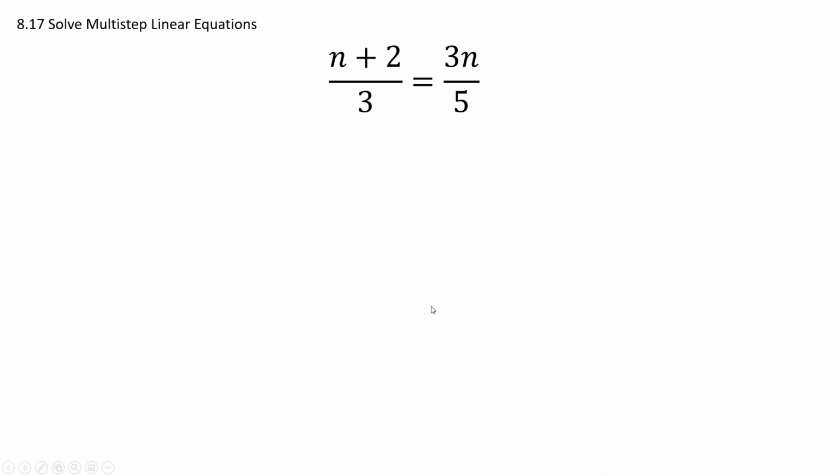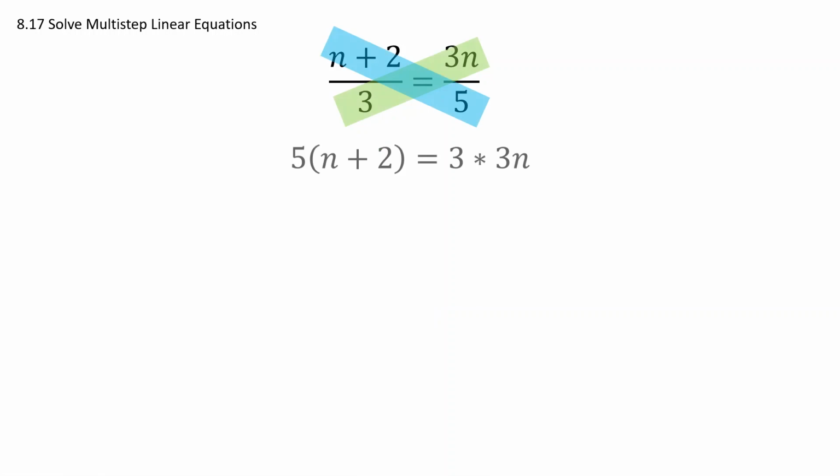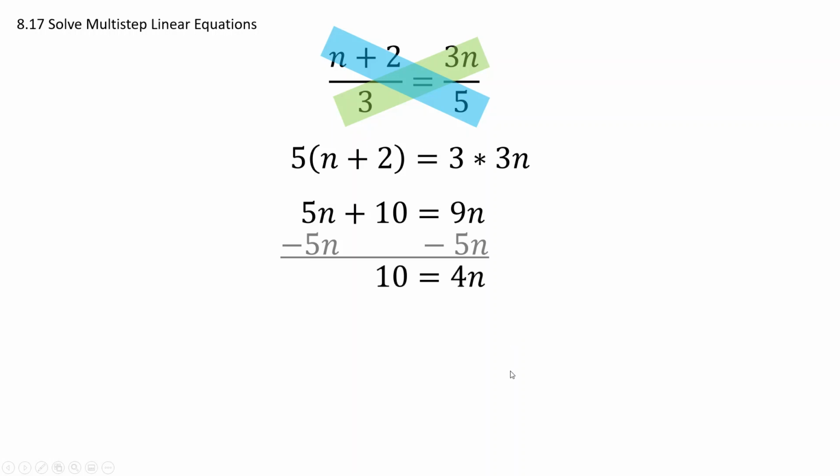We'll keep going. All right, we're going to solve this equation. You can treat this like a proportion and set the cross products equal to each other. 3 times 3n is going to be equal to 5 times the sum of n and 2. We multiply them out. We can do distributive property here. 5 times n, 5 times 2, 3 times 3n. Now I'm going to get my n's to one side. I'm going to subtract off the 5n from both sides. So you get this. Now I'm going to divide both sides by 4, and we get 2.5 for n. And that's it.